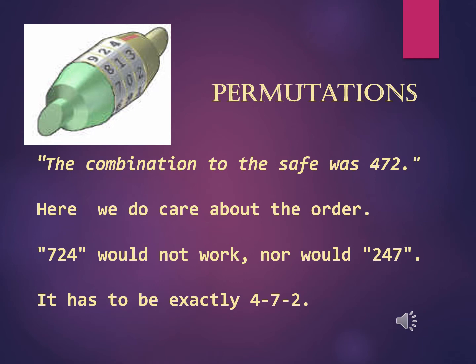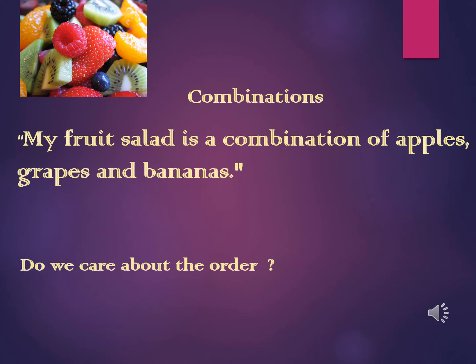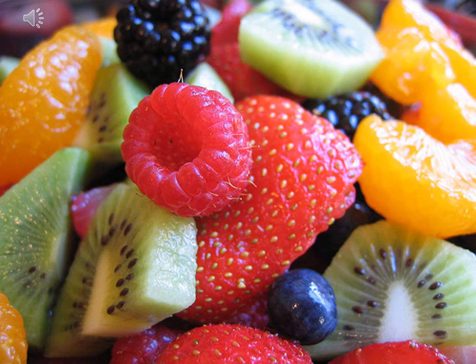Let's explore more. Now, combination. My fruit salad is a combination of apples, grapes and bananas. Do we care about the order? Just think. Do we really care about the order? Yes or no? This is a lovely combination of fruits: strawberry, blueberry, orange, avocado, kiwi. Which one you put first, which one you put second, it doesn't matter. The order does not matter. In whichever order you want to mix, you can do it. So when the order does not matter, it is a combination. When the order does matter, it is a permutation. So simple.